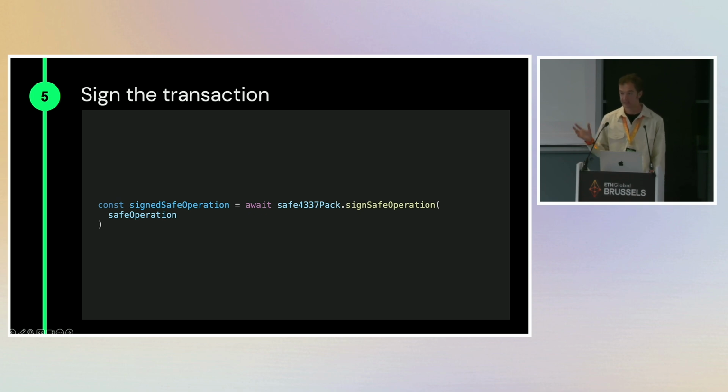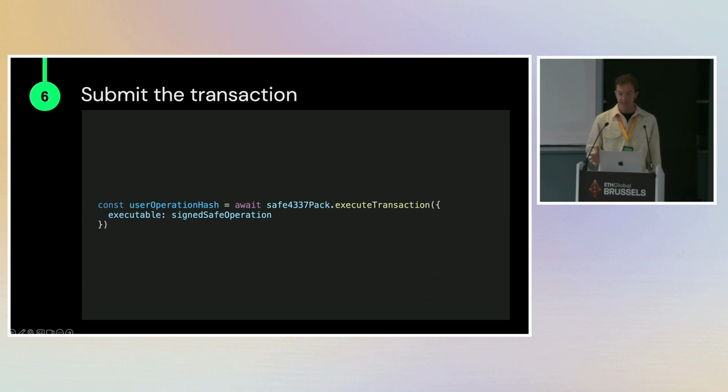In this case, because we initialized the SDK with the passkey, we will be signing this. How? With the sign safe operation method. Here, after calling this method in the UI, is where the user will see the pop-up, and they will need to provide their credentials or the biometric data.